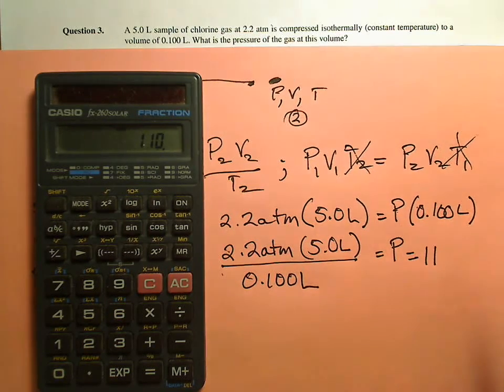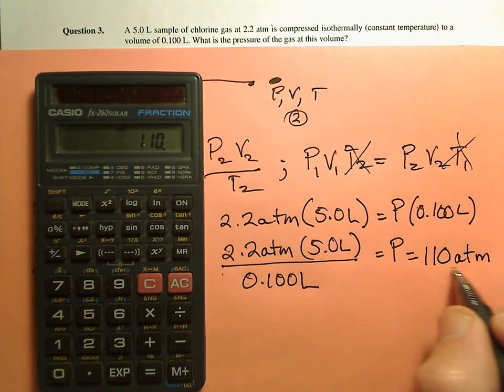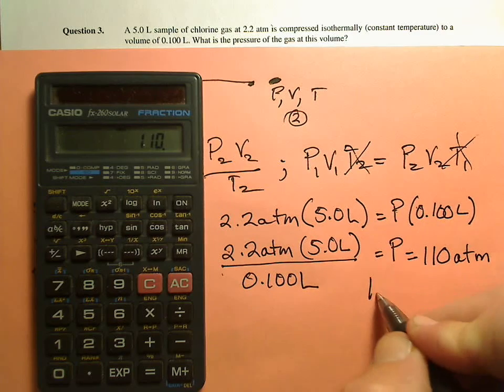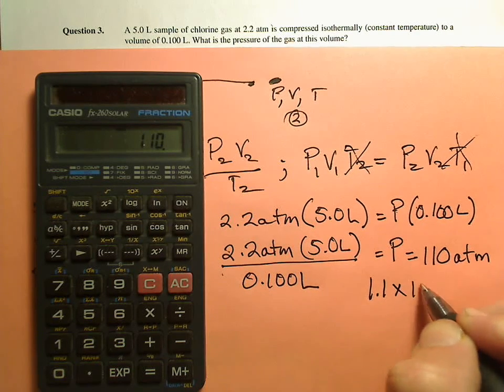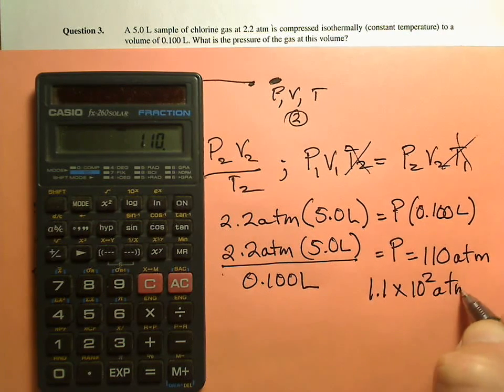How many sig figs do we have? 2. 10 atmospheres. That's pretty high. Now we have an ambiguous 0, so I guess officially we would probably want to say 0.1 times 10 to the second atmospheres.